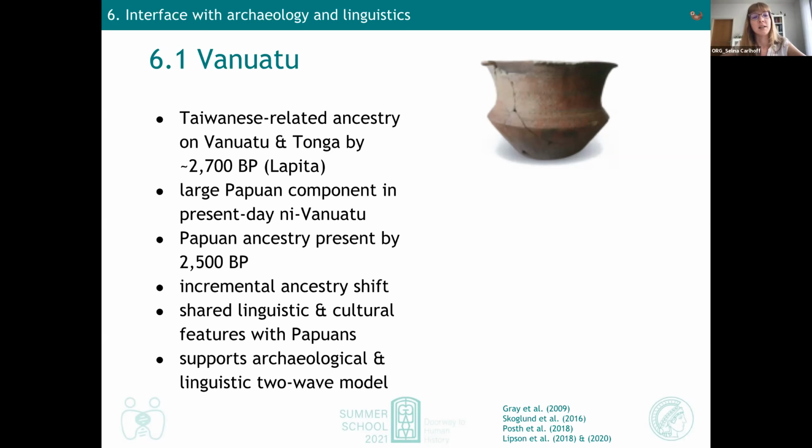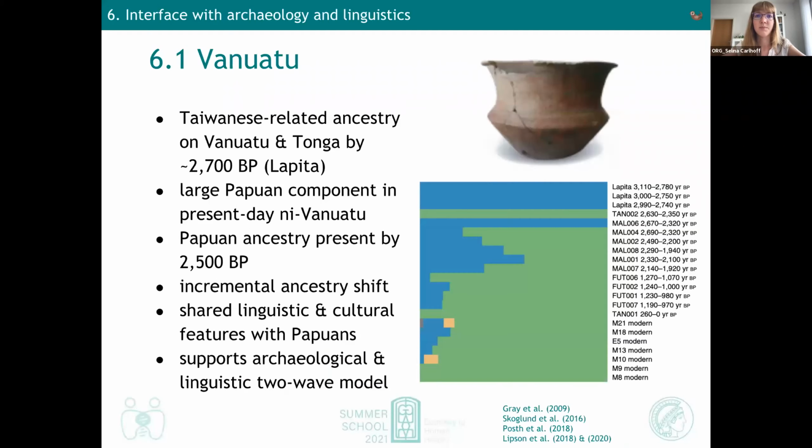And actually, when looking at some archaeological samples again, this Papuan component was already present from around 2,500 BP. So when you look at this, again, another admixture plot where the blue component here marks the Taiwanese Austronesian related component, and the green is the Papuan New Guinea related component. You can see that in the first couple rows, these are the Lapita associated individuals, the oldest ones, which show just a Taiwanese related component.